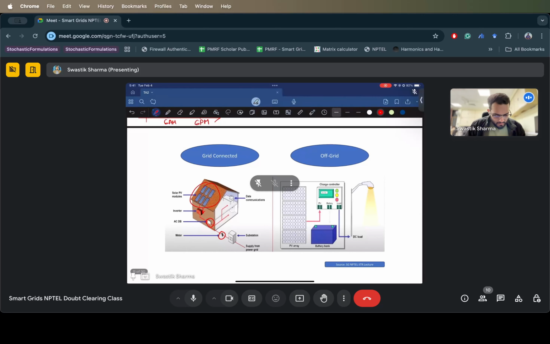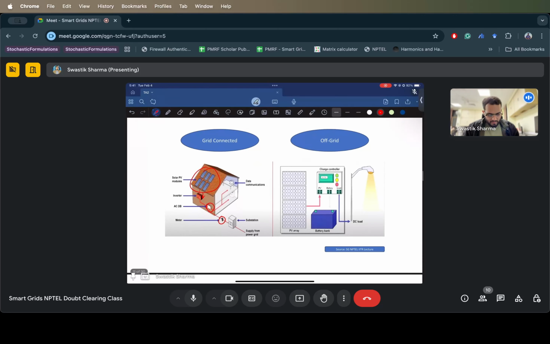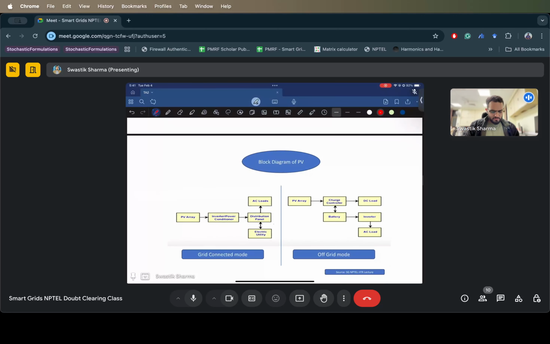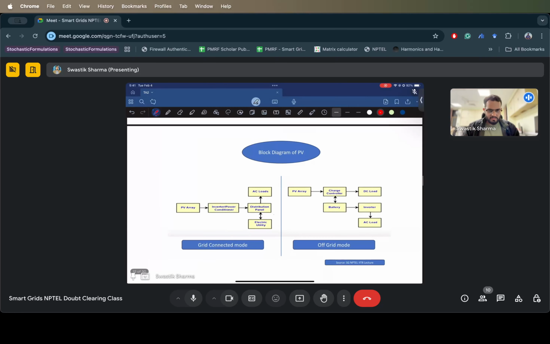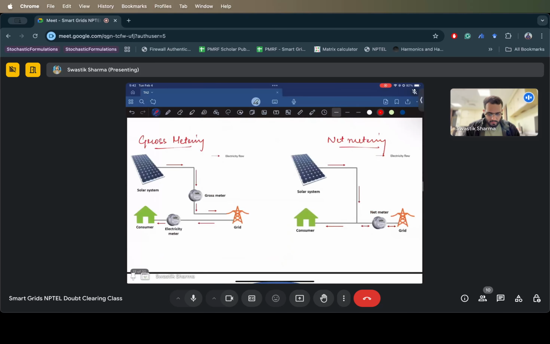Anyway, so this is what an off-grid connection is. The same block diagram I've shown over here. It's pretty much the same, right? So you can just check once. It's just the same thing.